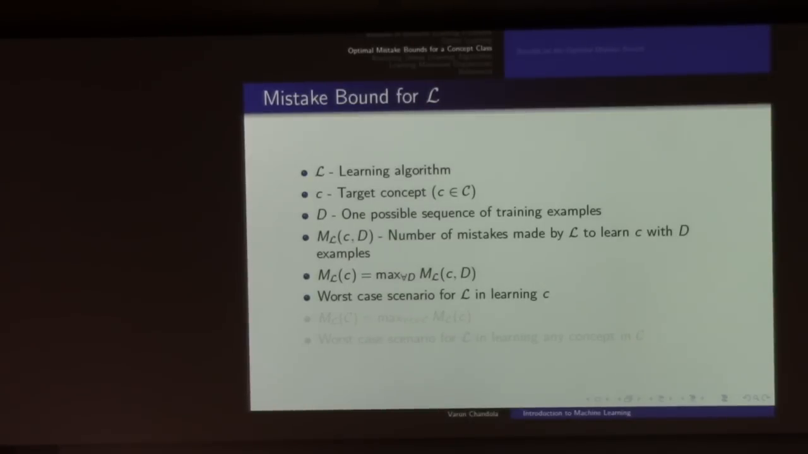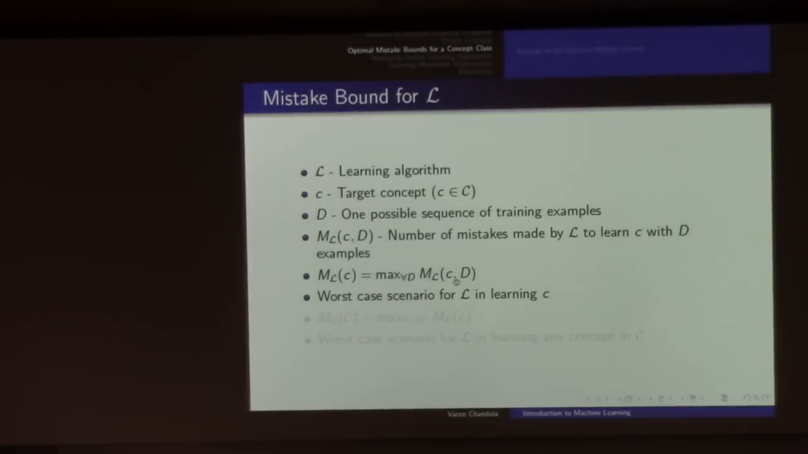Right. Yeah. So the question is, what do we mean by all D? So D includes all ordering as well. So you're right, it also matters what the sequences are, as I said, right? So D is one possible sequence. Another D could be the same examples but in a different order. So we have to consider all possible permutations and combinations of elements that are in X, right? So this quantity quantifies the worst case performance of this algorithm to learn C.